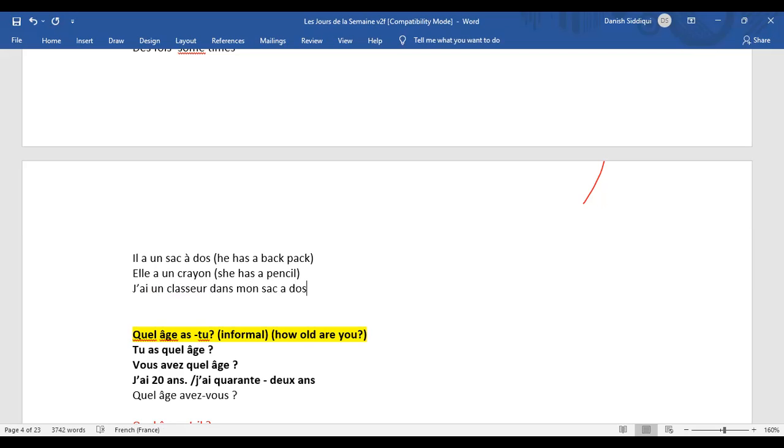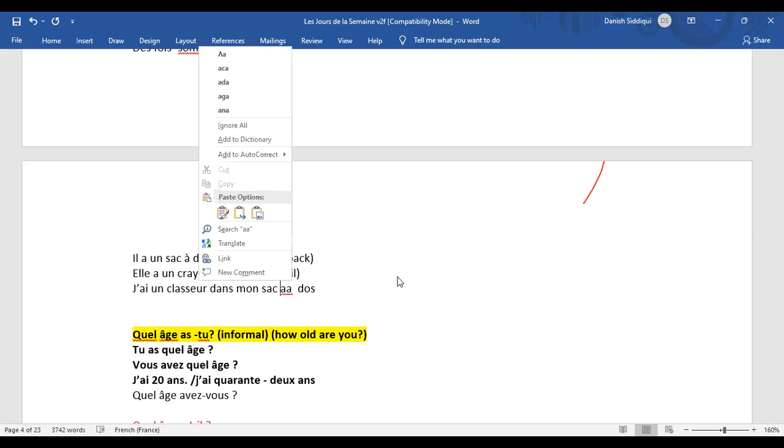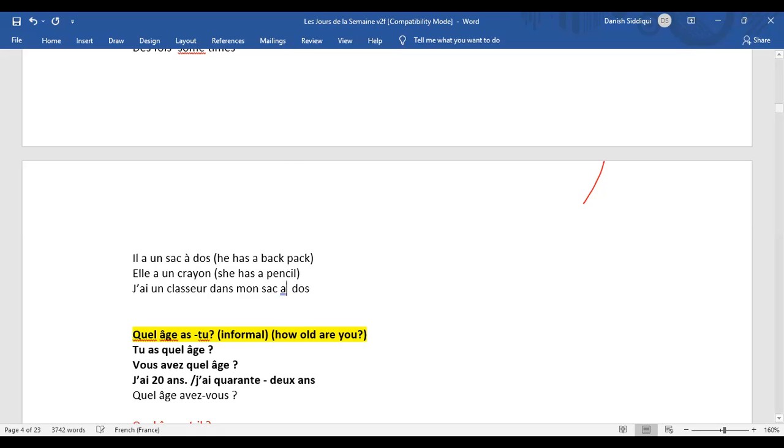So what does it mean? J'ai un classeur dans mon sac à dos. What does it mean actually? Please give it a try. Aisha can help us. Yes, Aisha. I have a folder in my backpack.